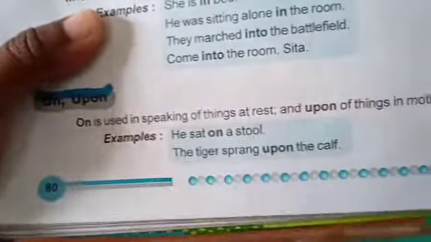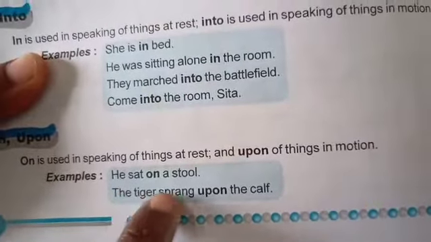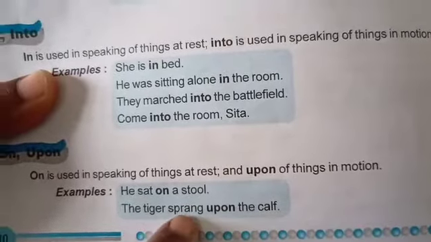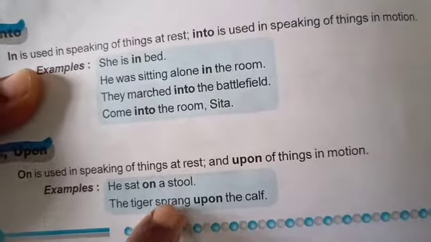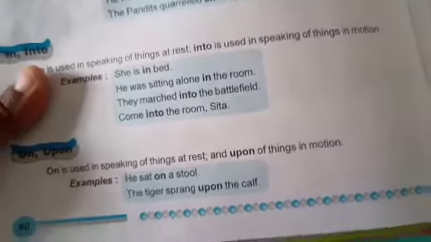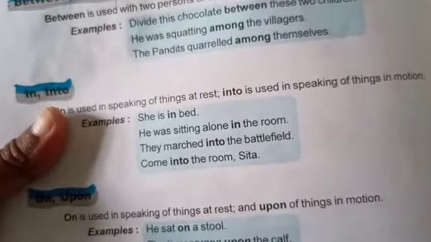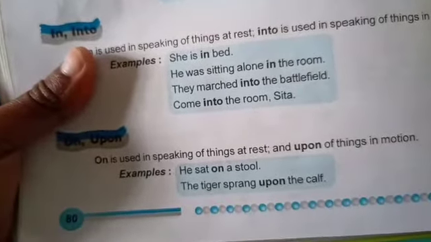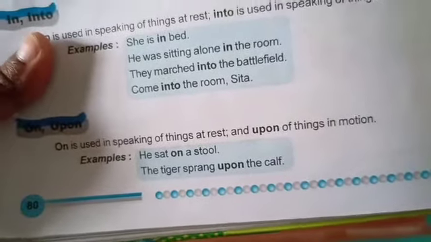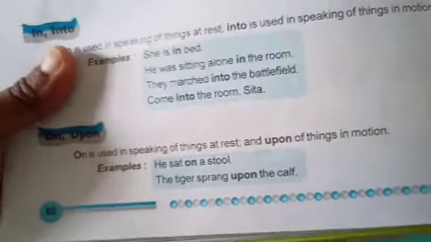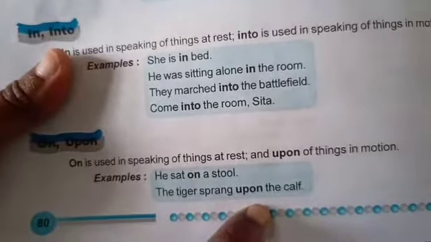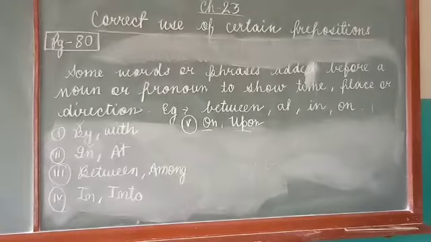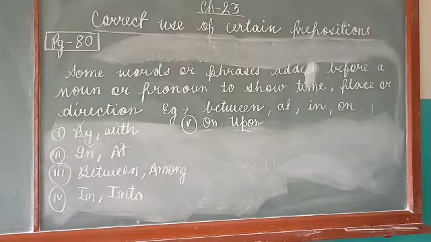Clear? Now next is, the tiger sprang upon a calf. Sprang means what? Jumped. So the tiger jumped upon a calf. So here the action is not at rest. ये तो motion का काम हो रहा है यहाँ. It is in motion. So instead of using on, we will use what? Upon. Clear? So from the book itself the example is clear.